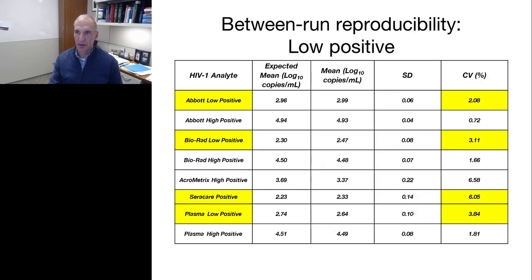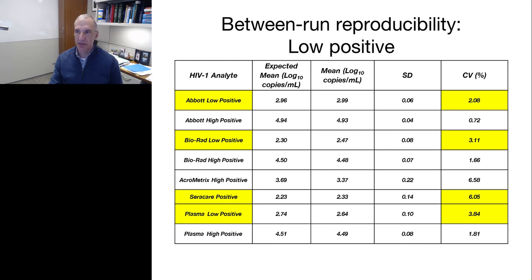The next two slides are showing the reproducibility experiment. This was experiment 1B, where we looked at between-run reproducibility. So, taking that data that I just showed you and calculating the percent CVs over time. For the low positive controls, we have the expected means and standard deviations, and highlighted, all the percent CVs for the low positives were in the 2 to 6% range.